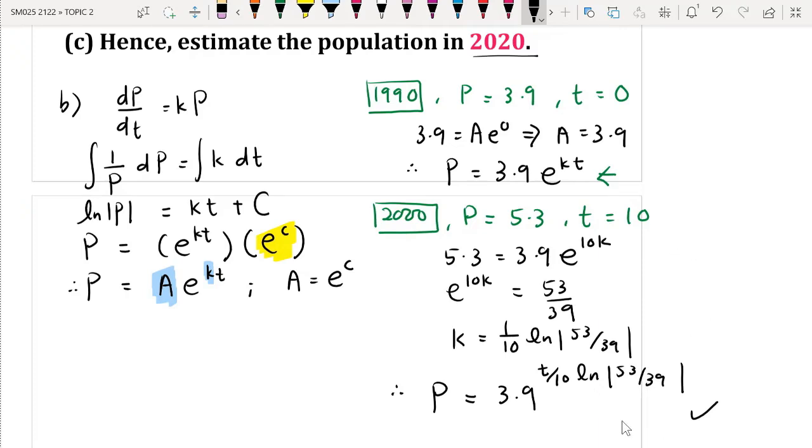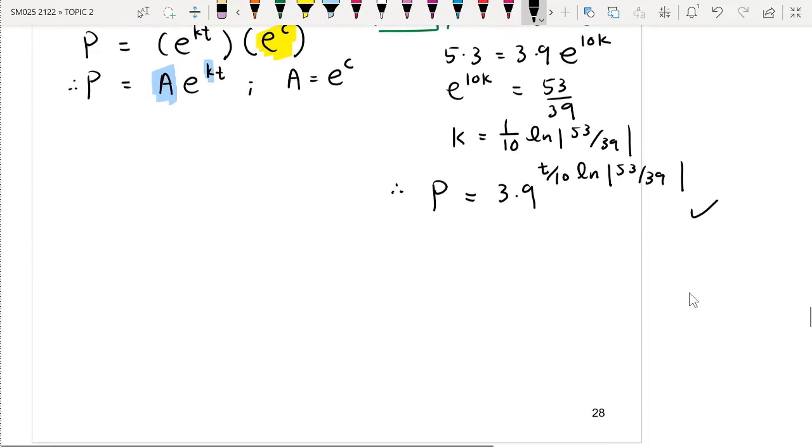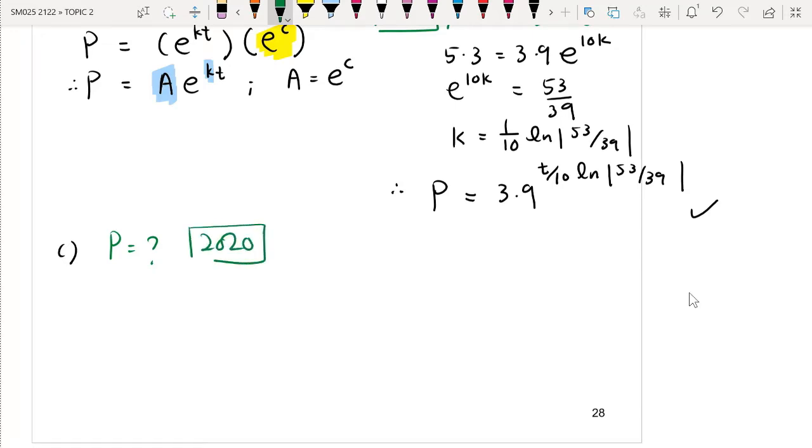So, using the equation that we have found in part B, to find P, we have to find the population in the year 2020. Remember, the beginning just now is 1990. The gap between 2020 and 1990 would be 30 years. So in this case, our t will be 30. So straight away substitute this into the equation.